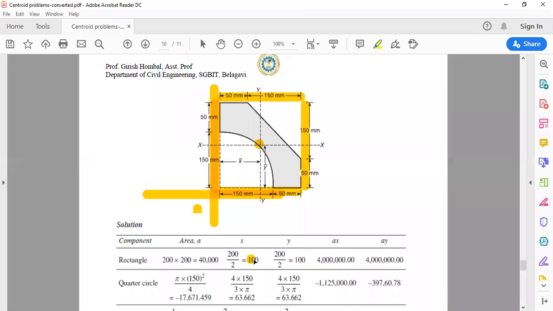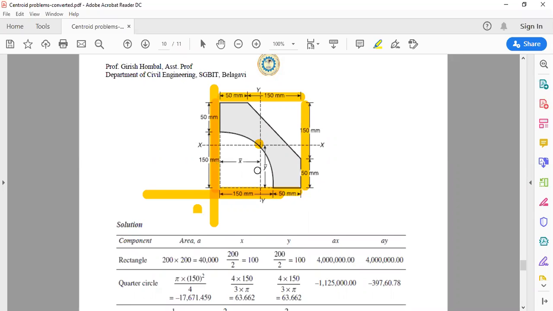The next, I want y bar. Y bar is measured from reference x-axis. So the distance between reference x-axis and CG is d by 2, or it is 200 divided by 2, because the vertical distance also is 200. So 200 divided by 2. And both these are with positive sign, because we are measuring it on the positive direction of x as well as positive direction of y.